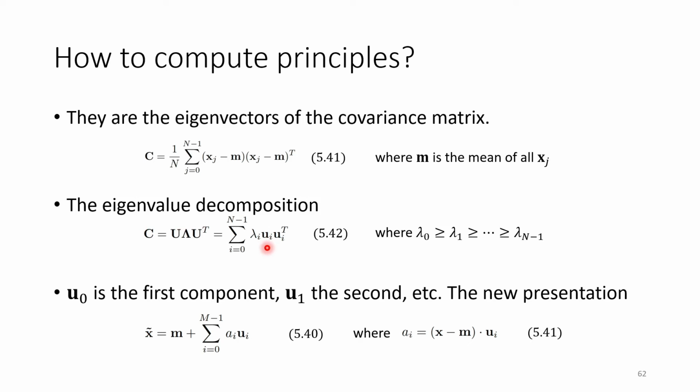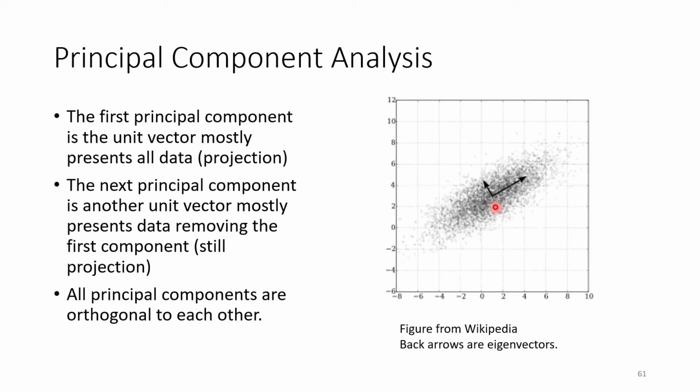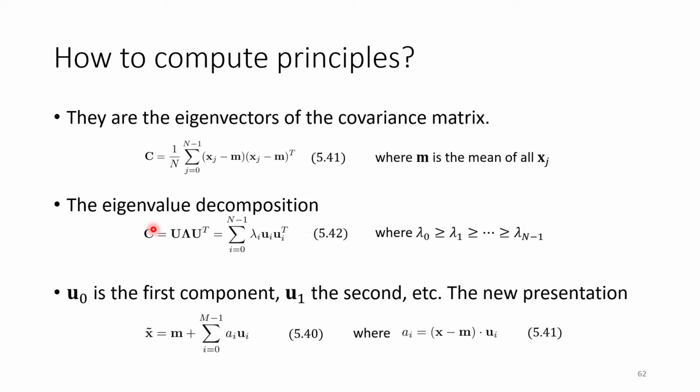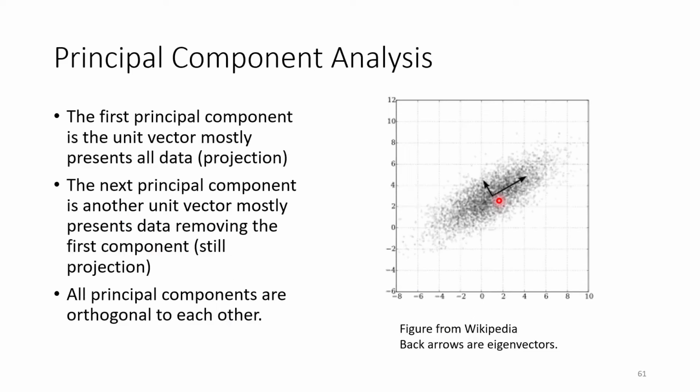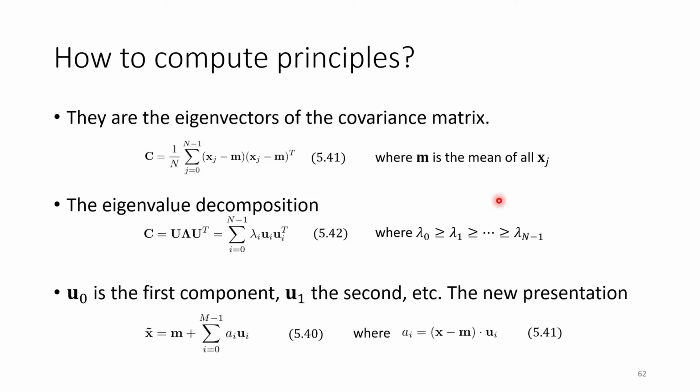So once you get the eigenvector U, they are the principal components. And in the eigenvalue decomposition, you will get the eigenvalues lambda 1, lambda 2, lambda 3. And those lambdas are the lengths of the principal components. Okay. Here, I should say, this is a very, very high level introduction to principal component analysis.